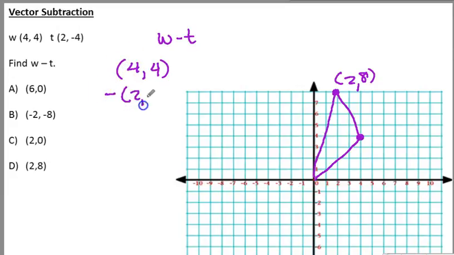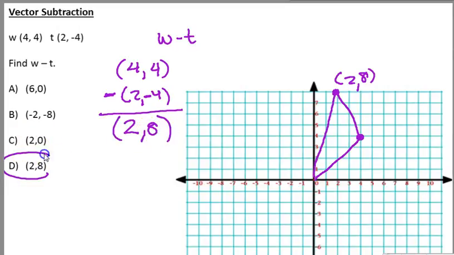The other way to subtract them would be to start with W, subtract T. Remember that you're subtracting the x component and the y component. 4 minus 2 is 2. 4 minus -4, alarm bell should be going off, when you subtract a negative, it becomes plus positive. 8. There's our answer.